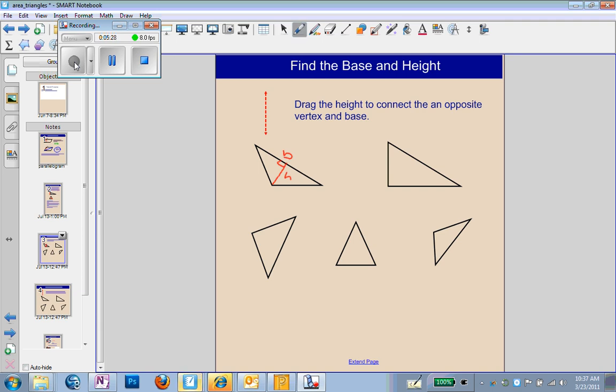I can also go from this vertex down here. Therefore this is a height with this base. And then this vertex over here, we'll go with this extended side. So this is a height where this is a base.